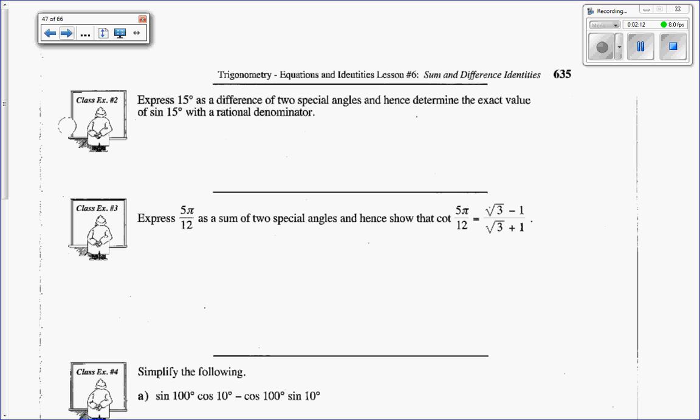Okay, so now they've given us some clues in this question. They said express 15 degrees as a difference of two special angles. That just means two angles that you can get from your unit circle. Okay, so just make yourself a note there. So that means our special angles, we know our 30s, we know our 45s. If we know our 30s, we really know our 60s then, because it's two 30s, right? So the special angles are 30s, our 45s. In other words, our pi over 6s and our pi over 4s, right?